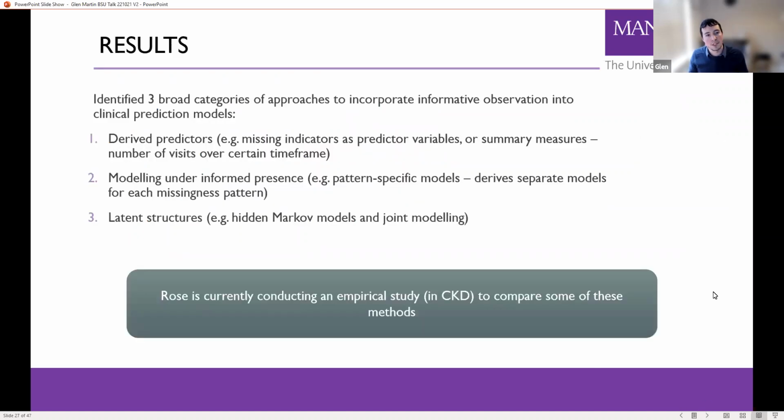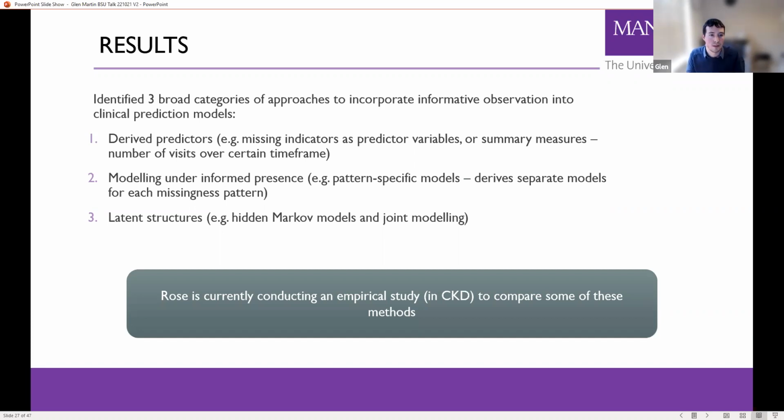And what Rose found is essentially that there are 3 categories of methods that would be available to do this. So the first is simply where you derive a predictor that tries to capture that observation pattern. So it could be that you include some sort of summary measure as a standard risk variable. So say, for instance, in a GP context, you might say, well, how many times has a given individual visited their GP within the last year, and feed that in as a predictor variable to predict outcome.